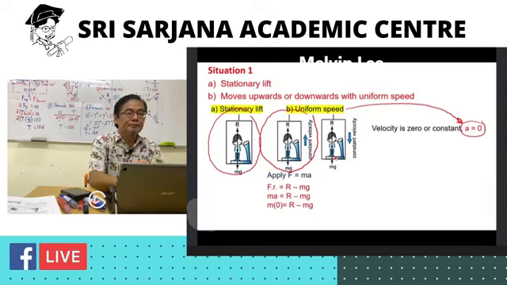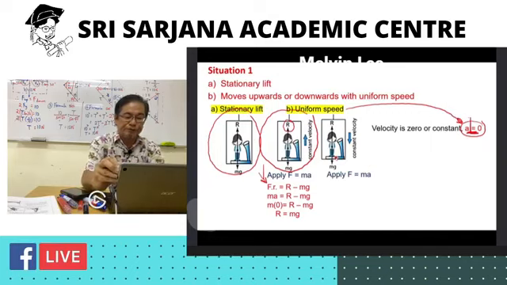Going up meaning what? R more than mg. So what I do is I will have R minus mg. That is your resultant force. Then F equals ma. So I put A equals 0 into my equation. You will be able to see 0 equals R minus mg. So my R equals mg.